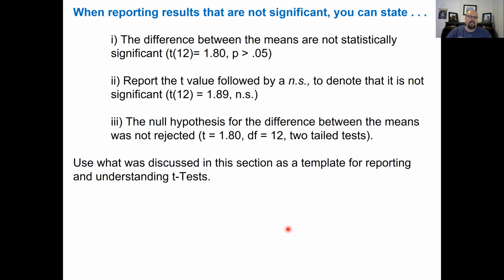When reporting results that are not significant, you can state very similar things. t, degrees of freedom, your value, and then p is greater than, or p is equal to, or that it's not significant, or give the actual p-value. In either case, you're again stating that it's not statistically significant.